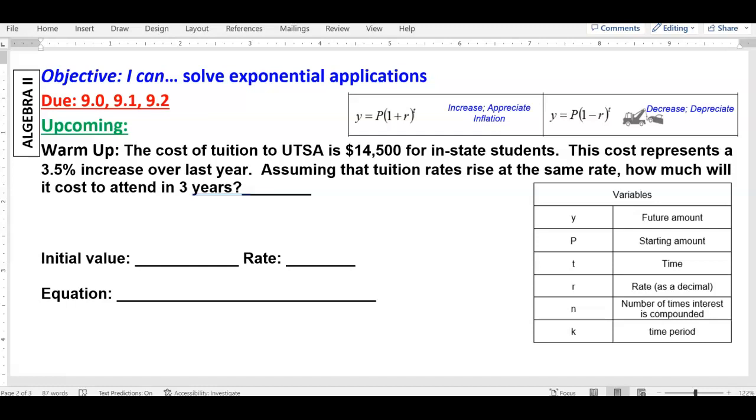The warm-up today is based on the notes we did on Thursday. I keep saying yesterday and I keep saying Friday, which are both false. It was Thursday. So if you weren't here, hopefully it'll make some sense when I go over this.